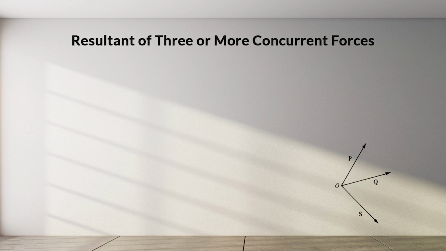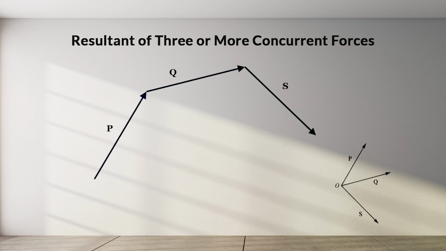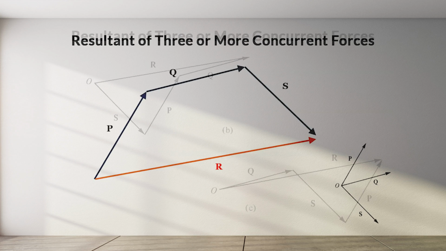You can use this method if you have three or more forces. First, leave the fixed force P at point O, then move Q parallel to itself until its tail coincides with the tip of P. Next, move S parallel to itself until its tail coincides with the tip of Q. The resultant R forms the closing side of the polygon, with the tail of the resultant at the tail of the fixed force P and the tip of the resultant at the tip of the last moved force S.